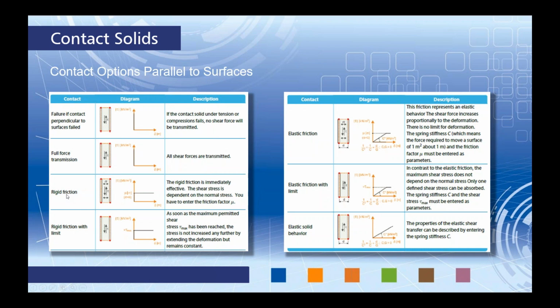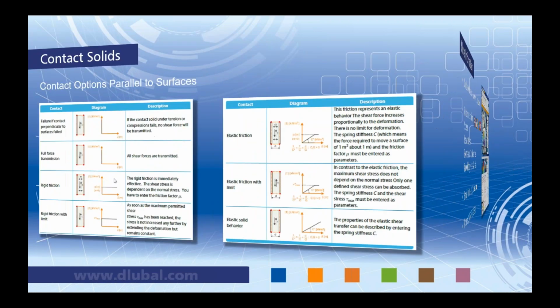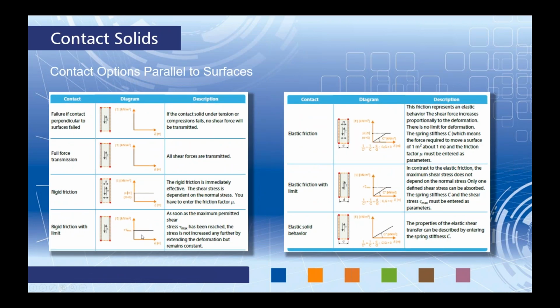Rigid friction is what we'll be utilizing today. This is where we will be given the option to enter in a friction coefficient factor mu. So as we know with shear forces, they can sometimes be dependent on our normal forces times our friction factor mu. So that's what we'll be utilizing today. The fourth option, rigid friction with a limit, same type of concept.